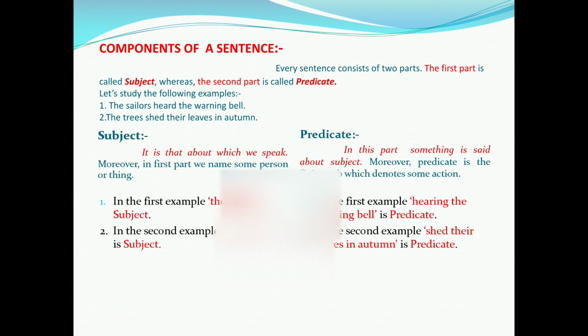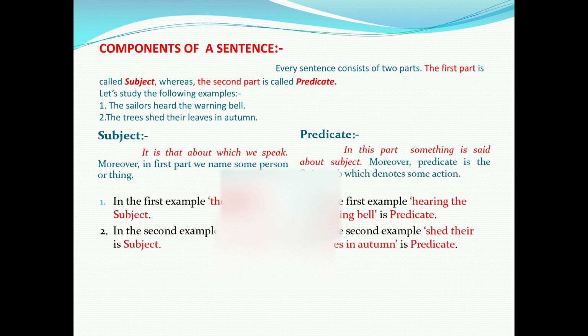What is subject? It is that about which we speak. जिसके बारे में हम बात करते हैं वो कर्ता कहलाता है. Moreover, in the first part we name some person or thing, like in the first example, that is we talked about the sailors.